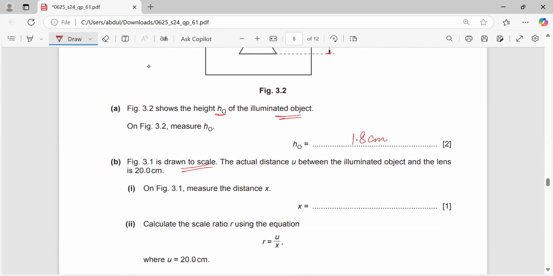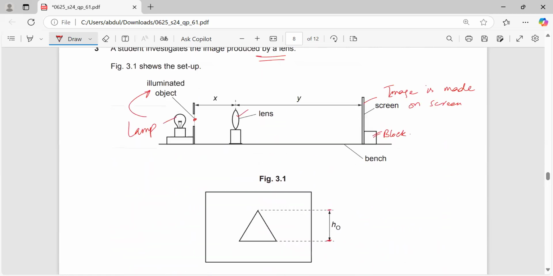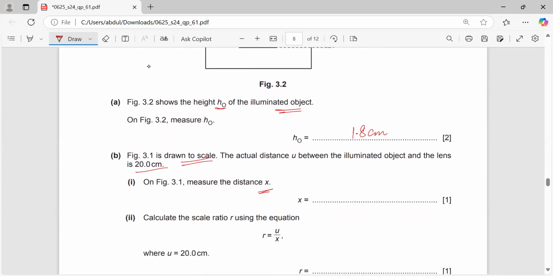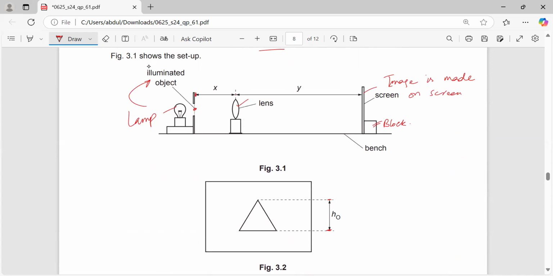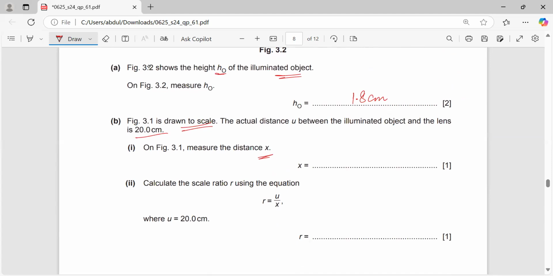Figure 3.1 is drawn to scale. The actual distance U between the illuminated object and the lens is 20 centimeters. On the figure, measure the distance X. We have to measure this distance X in centimeters. Again, I'm going to measure it, and believe me, for me it is coming 2.2. These values are not going to be correct, but practice. I measured from here till here. For me it is 2.2 centimeters.